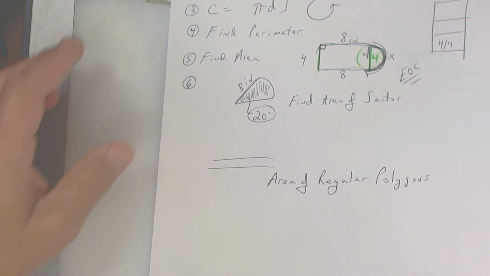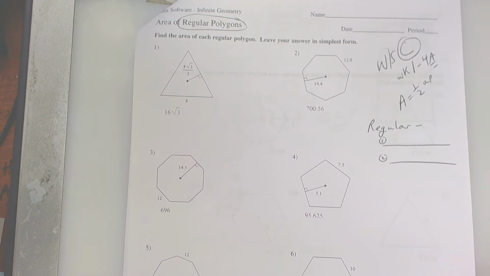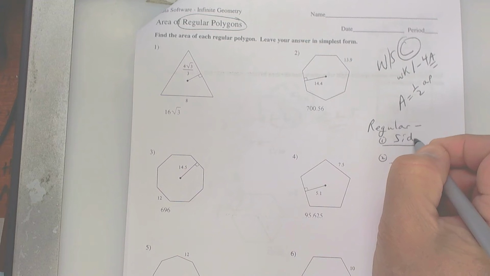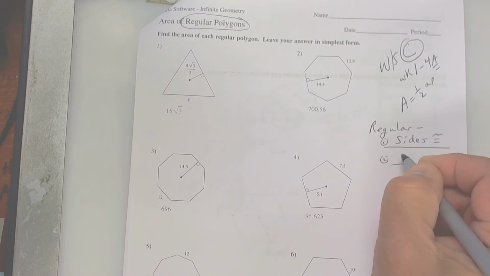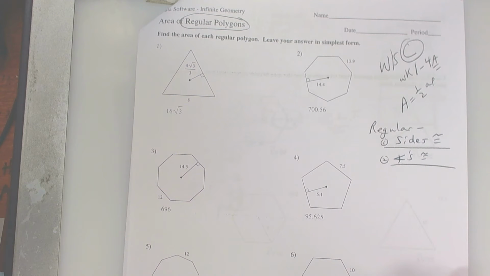Today's work, we're doing area of regular polygons. All right, so let's take a look at today's worksheet. Now, a regular polygon means the sides are congruent and the angles are congruent. Write that down when you get your worksheet. Okay, make sure you fill that out. All right, now here's how you do it.